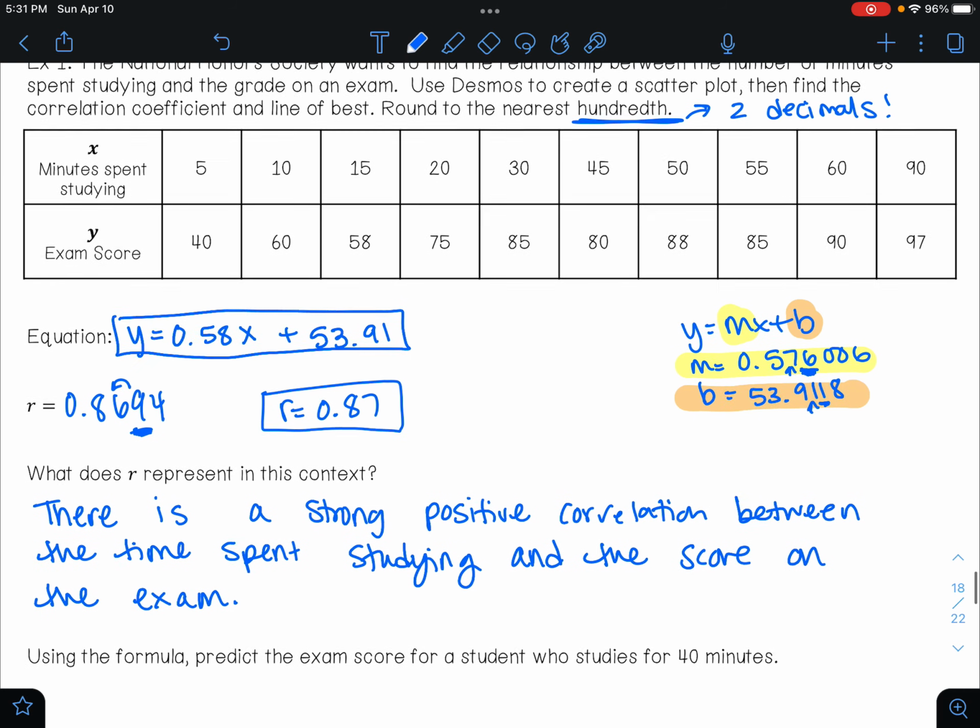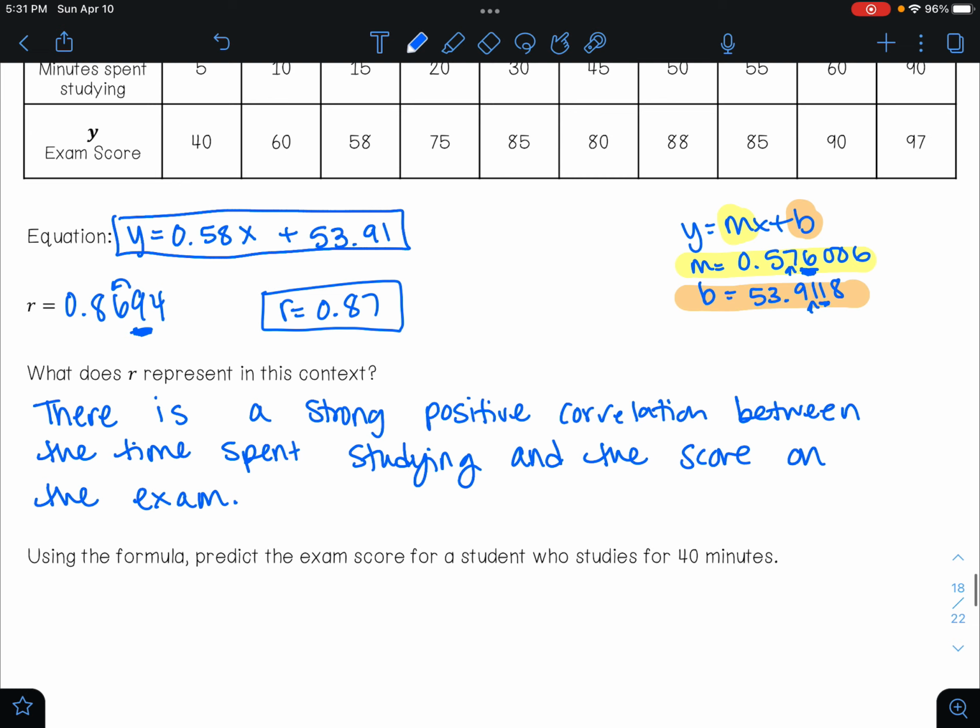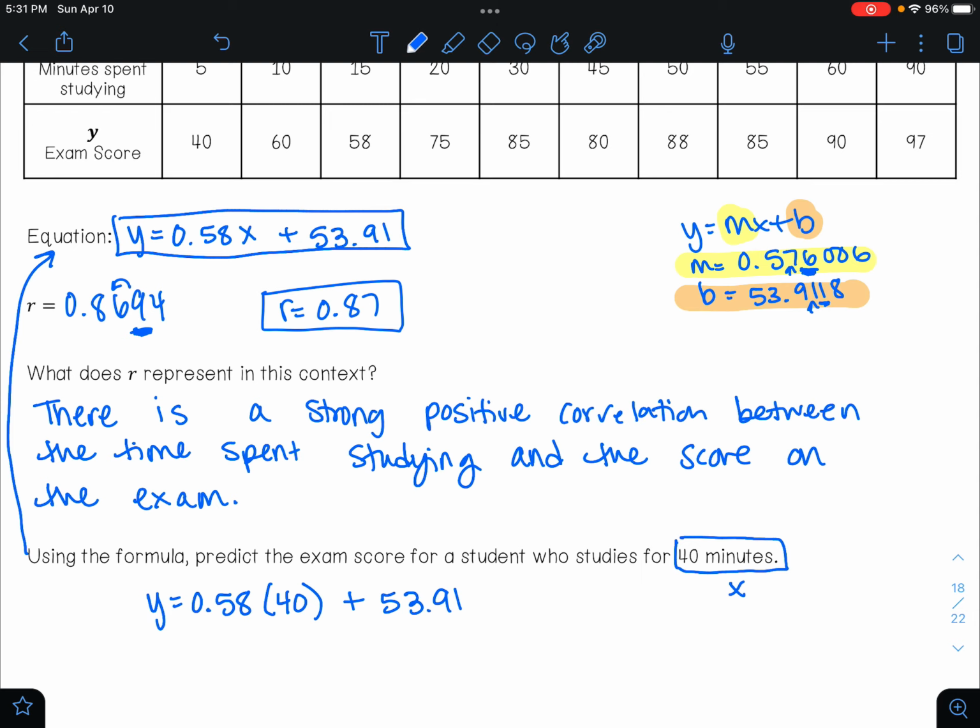It says use the formula to predict an exam score of a student who studied for 40 minutes. So 40 minutes is our X value. So what we're going to do is plug into our equation. Again, our equation was right here, so that's y equals 0.58, and then we're going to substitute in 40 for X, plus 53.91.